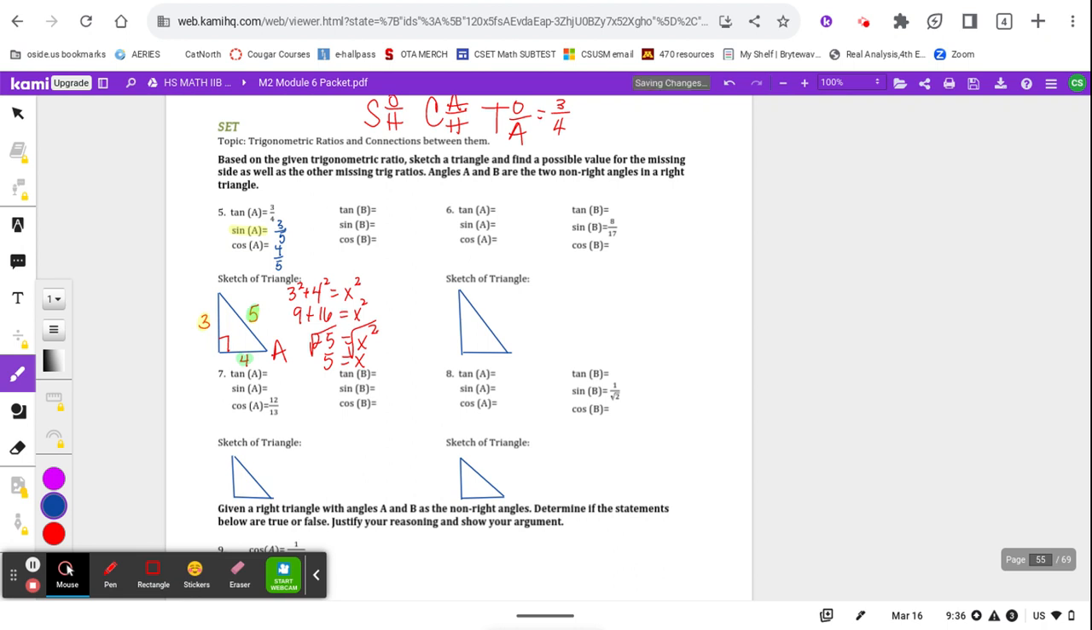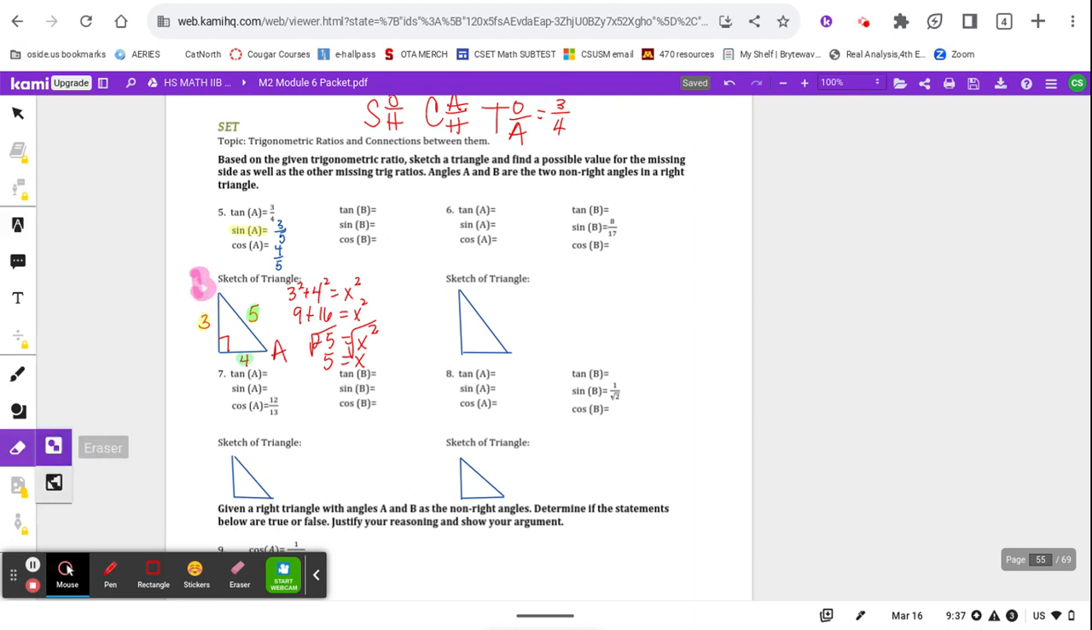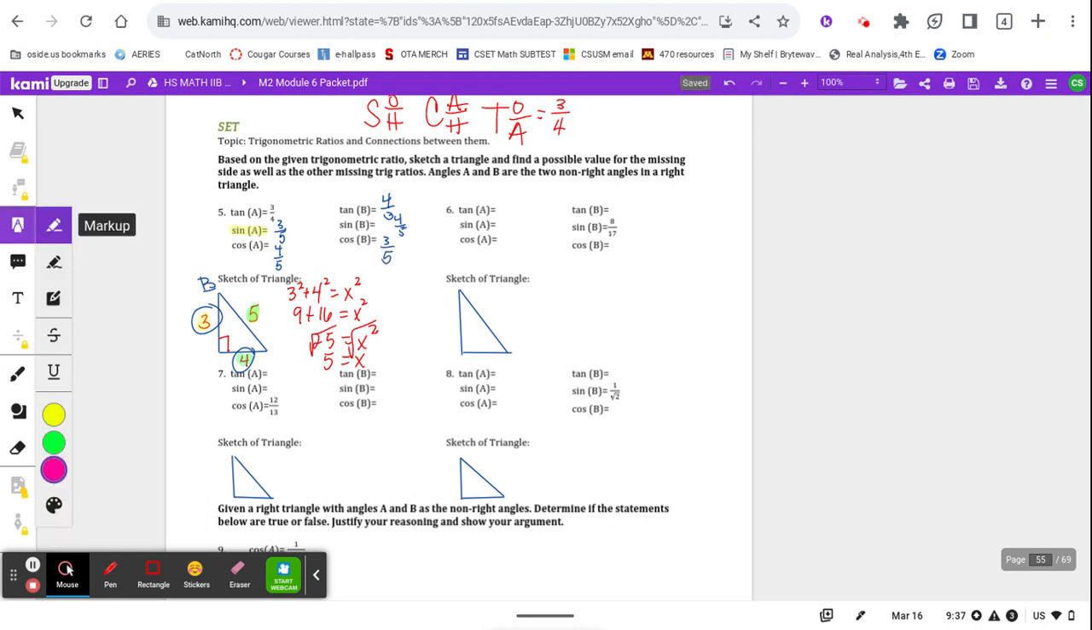Now I'm switching gears to where the reference angle is going to be angle B instead of angle A. So now I'm going to go up here and think of the other angle as angle B. So the tangent of B is equal to opposite over adjacent. That's 4/3. The sine of B is equal to opposite over hypotenuse. That's 4/5. And the cosine of B is equal to adjacent over hypotenuse. That's 3/5. Well, that sort of matches what we did in the task yesterday.